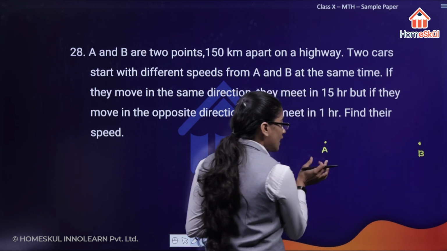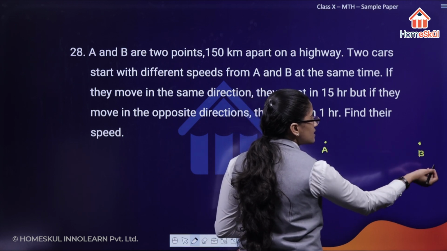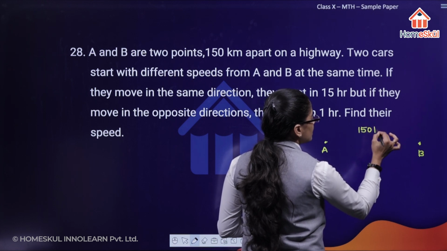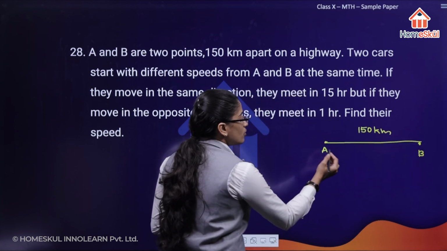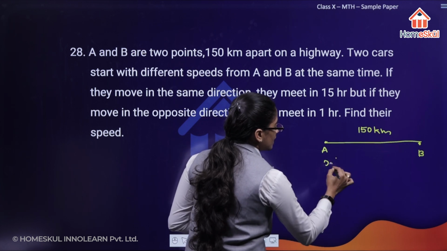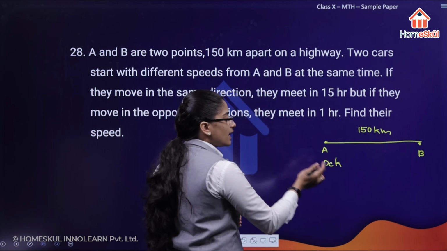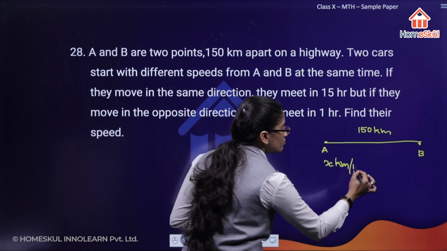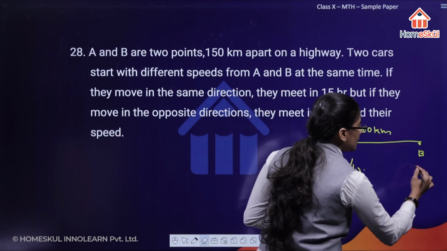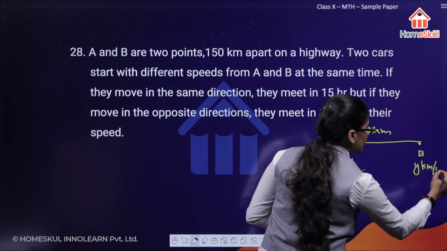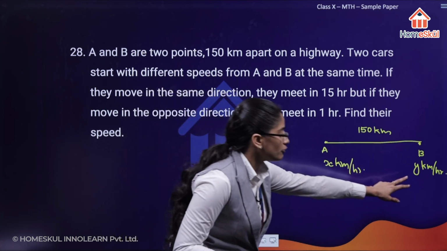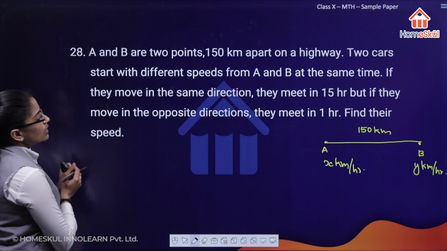Let the car be A. Car A is starting from point A, and there is a car B which is at point B. These points are 150 km apart. So, the speed of car A, let it be x km per hour. We are taking the car at point A as car A, its speed is x km per hour, and that of the car at point B be car B, and its speed will be y km per hour. Now, let's understand the scenario.